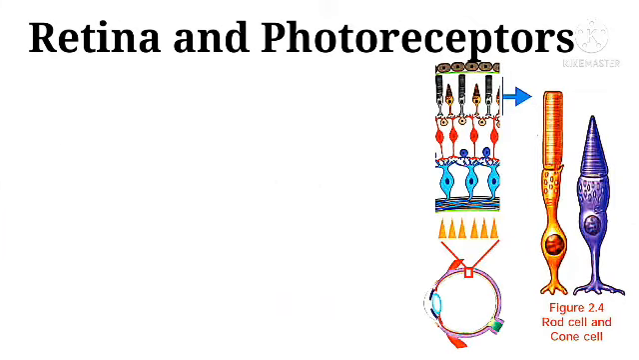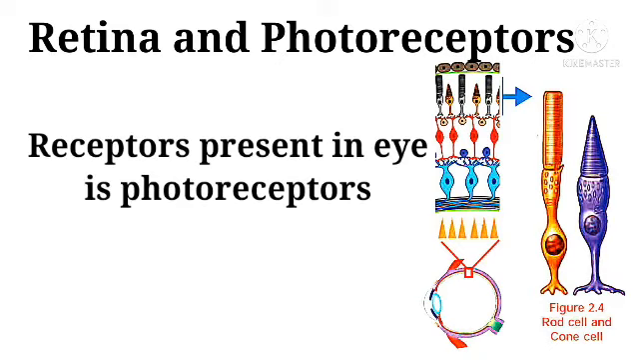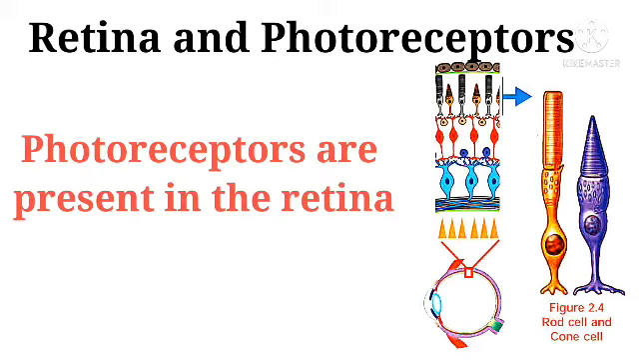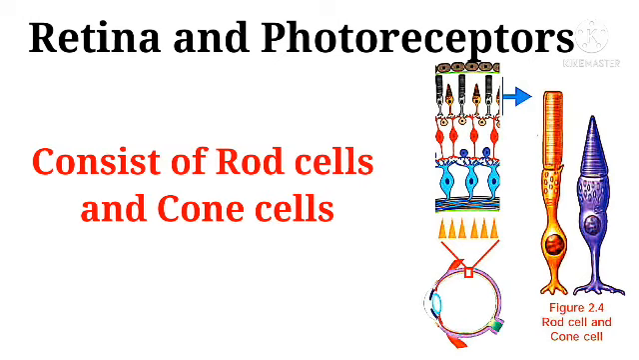Now we shall learn about the retina and photoreceptors. We already know that the receptors present in our eye are called photoreceptors. These photoreceptors are present in the retina. Photoreceptors consist of rod cells and cone cells. The names rod cell and cone cell can be related to their structure. You can see a rod shape on the rod cell structure and a cone shape on the cone cell structure.